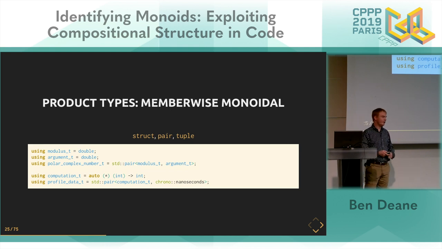And my second example here is if we had some profiling data, so a function from ints to ints, let's say, and how long that function took to run. How would we compose those? How would we add up those things? Well, we would add the runtimes, and we would compose the functions by feeding the output of one to the input of the next one. I'll have a bit more about that later.